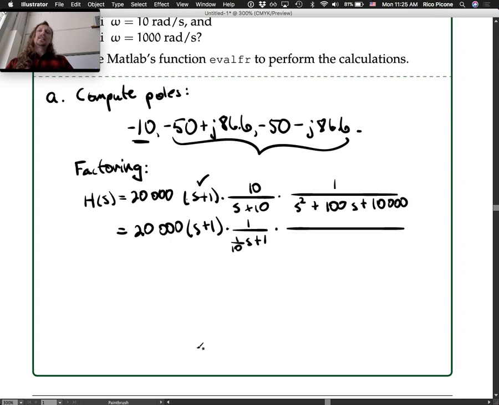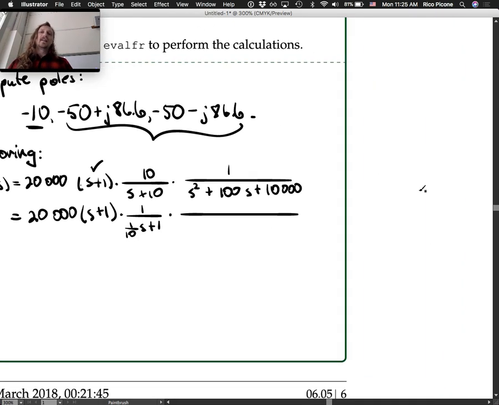So omega n is always the easy one. Omega n is the square root of 10,000, right? Which is what? 100. Math's hard. So omega n is 100. And this term has to be 2 times zeta times omega n. It's already 100. So if you wanted to do it explicitly, zeta is going to be equal to 100 divided by 2 times omega n.